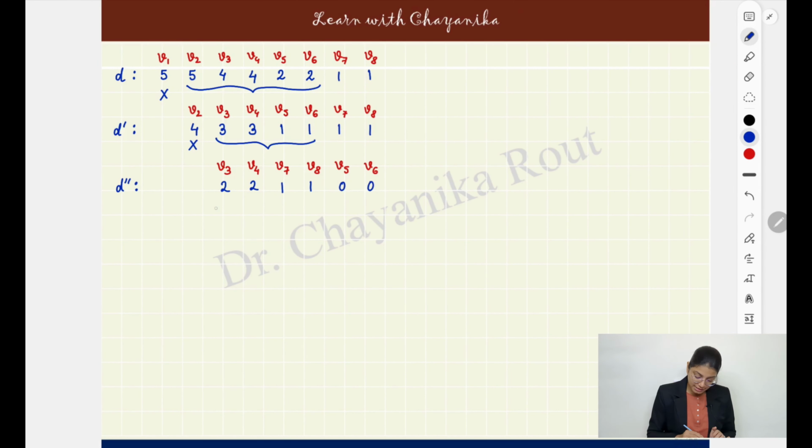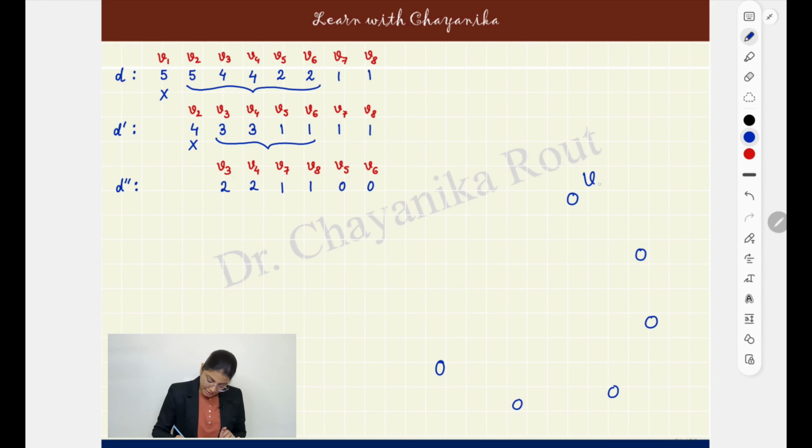As I can see, D double dash is having 6 vertices in total. So let's draw those 6 vertices. Names are V3, V4, V7, V8, V5 and V6. Here we see V5 and V6 are isolated vertices having degree 0. Then V7 and V8 are having degree 1 each, and V3 and V4 are having degree 2 each. How can we make the degree of V3 2? By making it adjacent to V4.